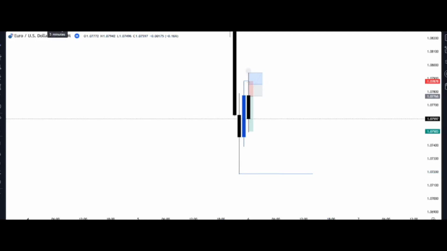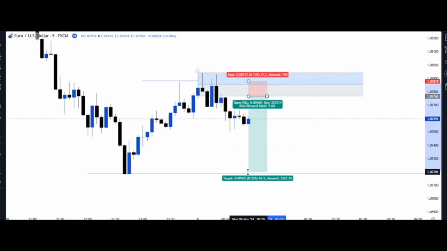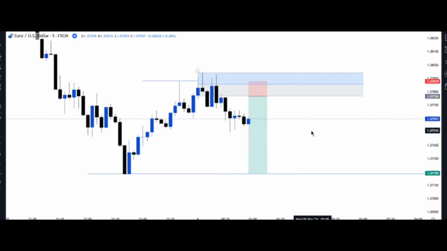So we go back to that 5M. We have framed our trade now. So we are expecting price to take us to this low, and that will give us over 5R. That's decent if it goes our way. It's as simple as that. So let's play price and see what happens.